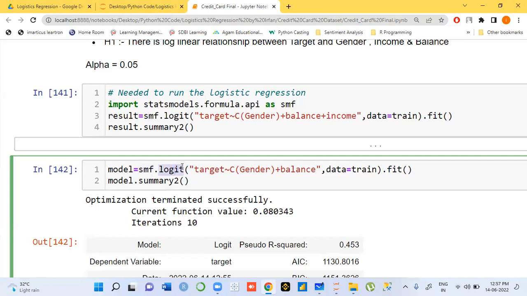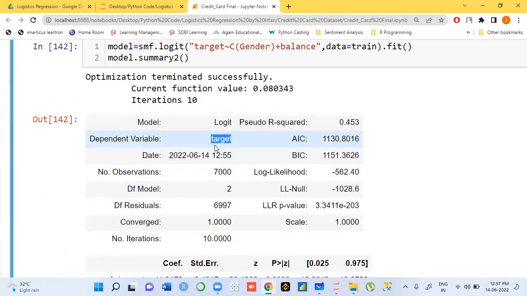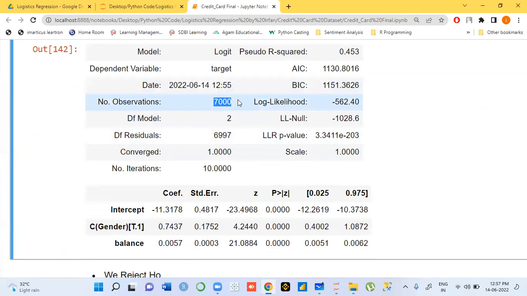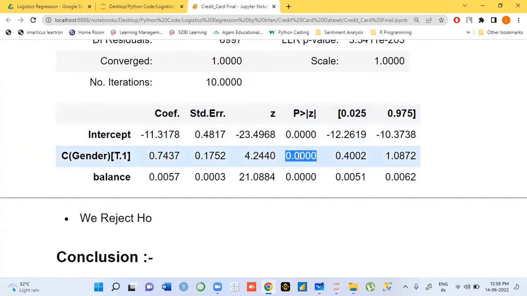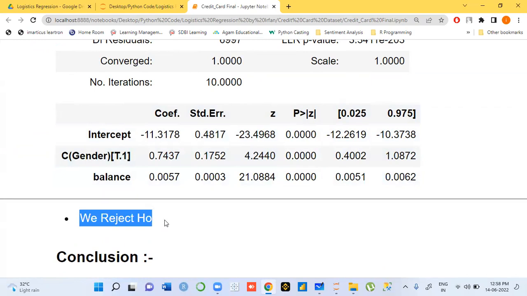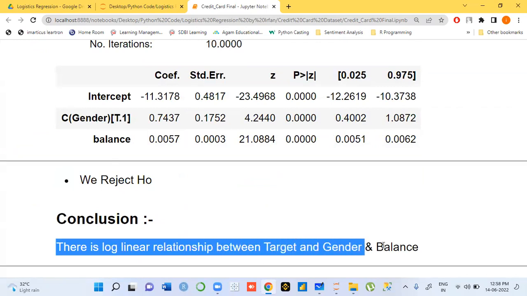smf logit, target depends on gender and balance. Data taken from train, I want to fit and give me the summary. Logit, target, date and time of running, number of observations. Now, if you look at every variable, the p value is less than alpha. If it is less than alpha, we say we reject H naught and conclude there is a log linear relation between target, gender, and balance. So target has a relation with balance and gender. Clear? Okay.